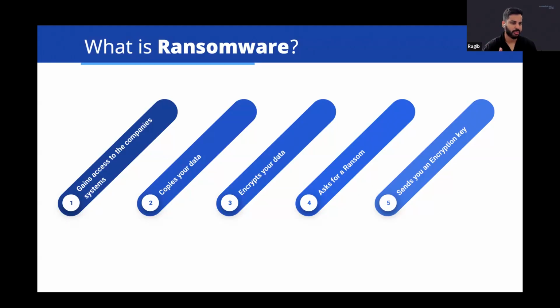The next part is encryption. They lock up all those files using strong encryption that is virtually impossible to break. Then they ask for the ransom, typically demanding payment in Bitcoin and other cryptocurrencies, which makes it harder to trace. Finally, once you pay them, they might send you the encryption key, but only if you pay. Sometimes they don't, so there is no guarantee that they will actually unlock your files. That's generally how ransomware works.